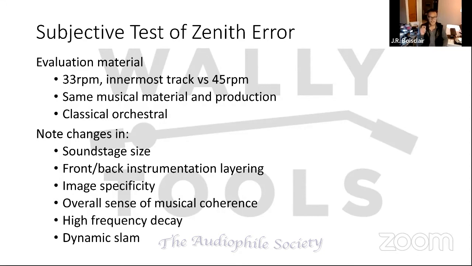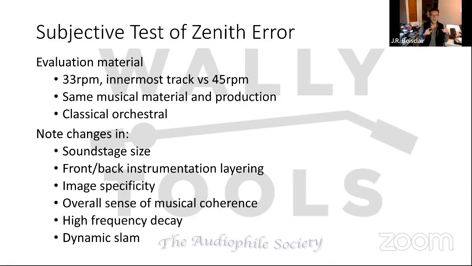Classical orchestral is what I recommend to use, because the complexity of the groove content, the complexity of the instrumentation, and the big sound field and lots of depth give you the best chance of being able to discern any zenith error issues. So you would start out using the 33 RPM version and only the innermost track. Listen to it, and then find that same track on the 45 RPM. Doesn't matter where it is on the 45 RPM, but those are the two to compare.